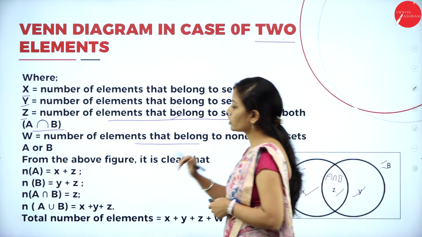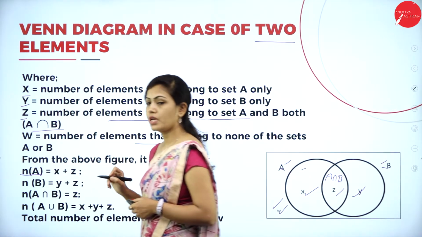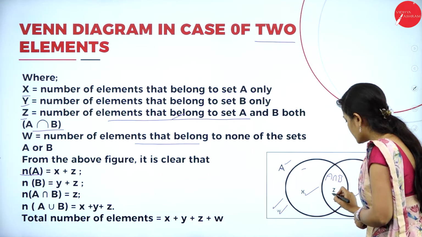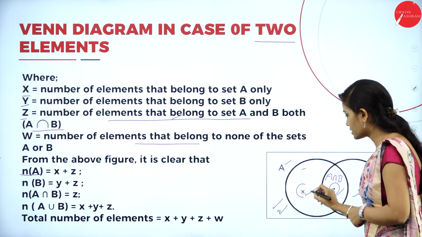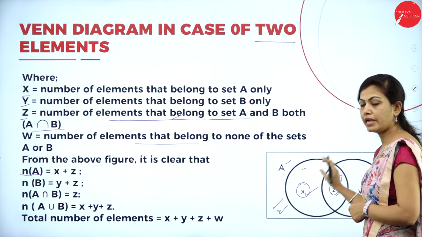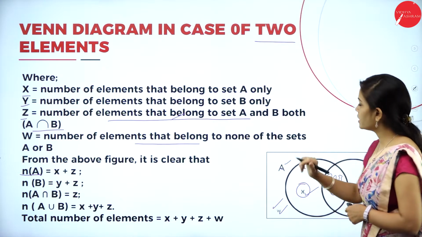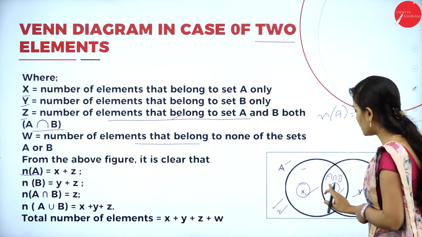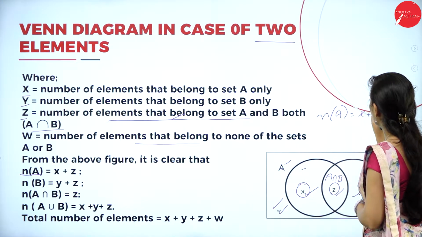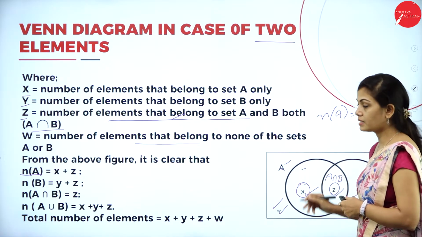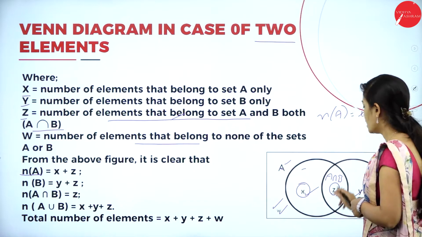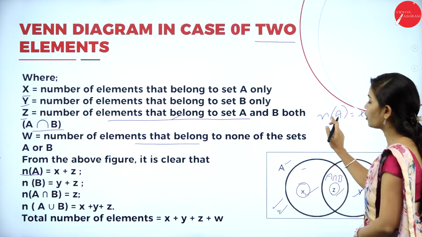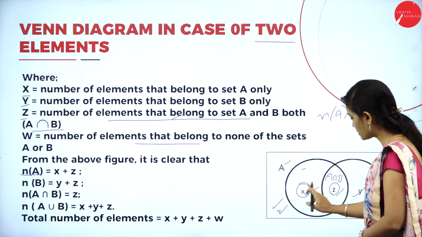After that, what is N of A? N of A means, so here I have Z variable and X variable in set A. So what is N of A? N of A means X plus Z. I can consider X plus Z: this overlapping area and X area I can consider as N of A. N of A is equal to X plus Z.